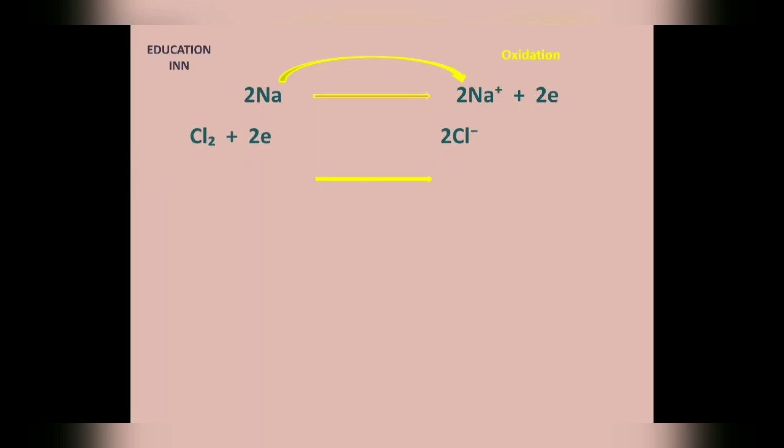Now these 2 electrons are gained by chlorine atoms. In a chlorine molecule, each chlorine atom gains 1 electron and produces a chloride ion, as shown in this equation. Since this reaction involves gain of electrons by chlorine atoms, it is termed a reduction reaction.